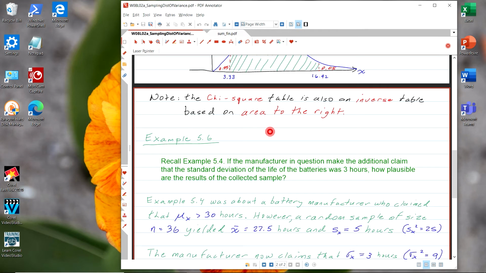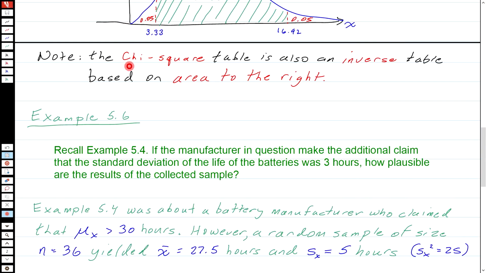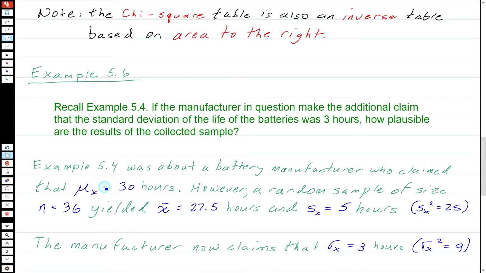Okay, so let's illustrate this with an example. Recall example 5.4, the one about the battery manufacturers who claimed that their mu x was at least 30 hours. I think that this is actually kind of wrong. They actually claimed that mu x is equal to 30 hours. Let me just correct that. So I've got equal to 30 hours. Okay, that's better.